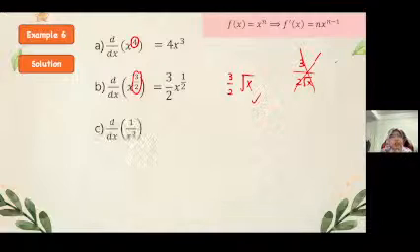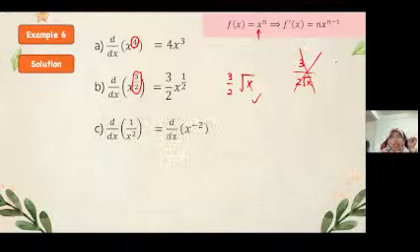Okay, C. We have d over dx of 1 over x squared. So now you might want to ask yourself, what is the power for the x? Because I need to have x to the power of something. Now this is 1 over x squared, so I can actually bring it up to become a negative index. This is the reason why we learn them in chapter 1, the rules of indices. Okay, so 1 over x squared is simply x to the power of negative 2.